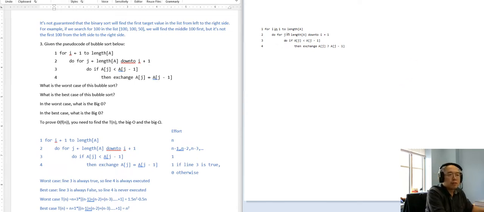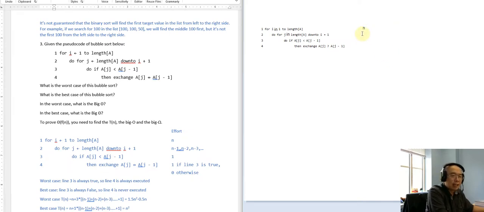Okay, so the first line is kind of easy because, well, if we assume that there are n values in such an array, and I'm going from i to the length, so this means from the beginning to the end. So it will run for n runs. So this one is easy.